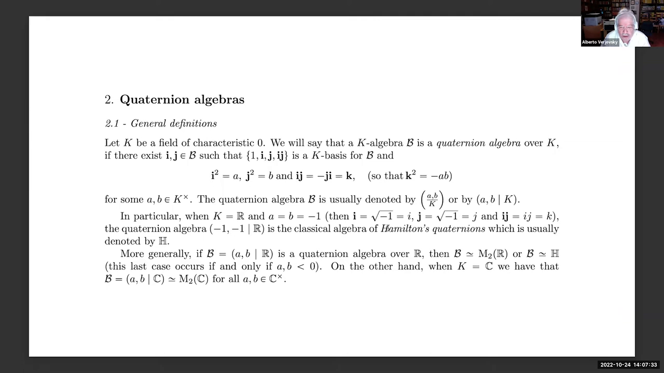There's a sort of dichotomy. If the base field is R, then either B is the algebra of 2 by 2 real matrices, or B is the quaternions. There are only these two possibilities, and the quaternions occur only if a and b are both negative. On the other hand, if the base field is the complex numbers, then all the algebras are just the algebra of 2 by 2 matrices, for any choice of non-zero complex numbers a and b.